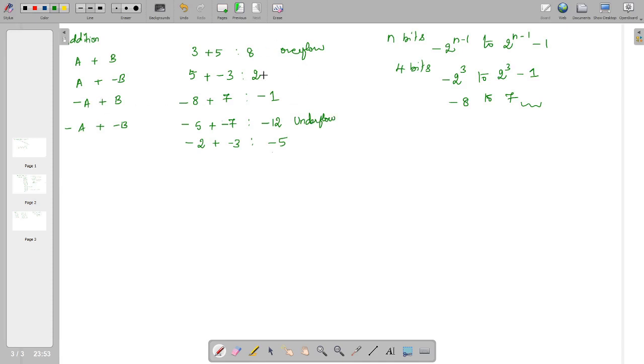Right, let's see how this overflow, underflow and the right results could be easily recognized by the system when we do arithmetic operations with the 2's complement method. Now let's take the first example.